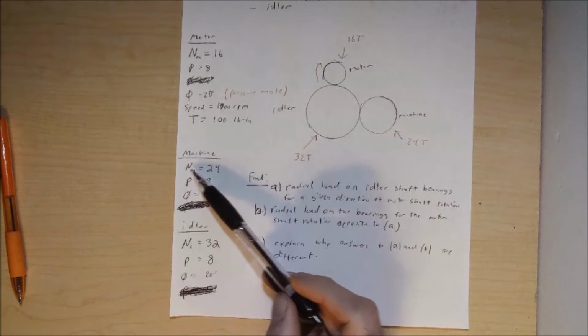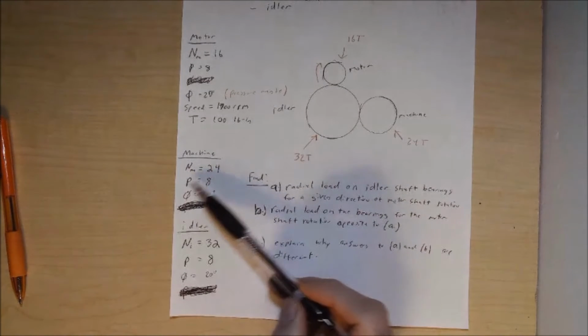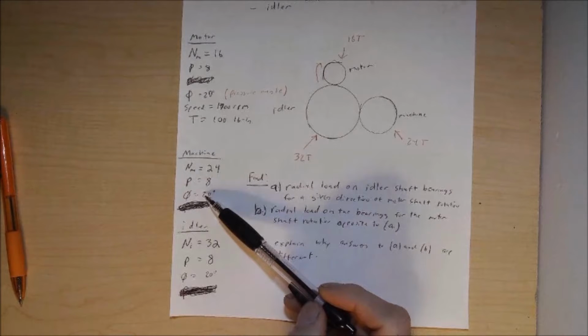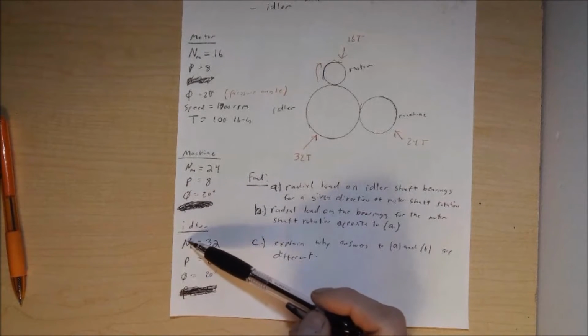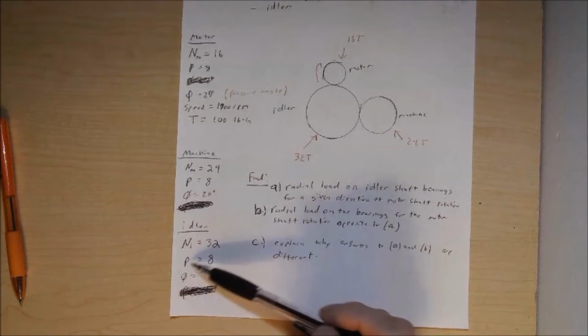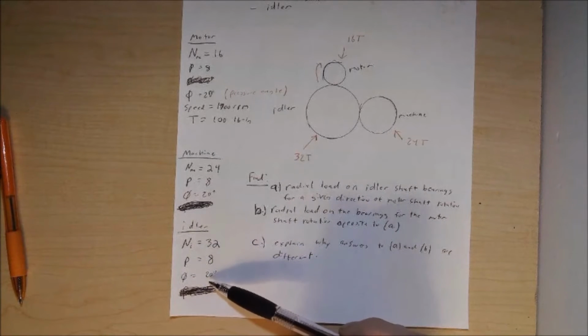I know N sub MA, number of teeth of a machine, is equal to 24. Pitch is the same, 8. Our pressure angle is the same of 20 degrees. And for our idler, we know that our number of teeth, N sub I for the idler, is 32. Again, pitch is 8. And our angle is still 20 degrees for our pressure angle.